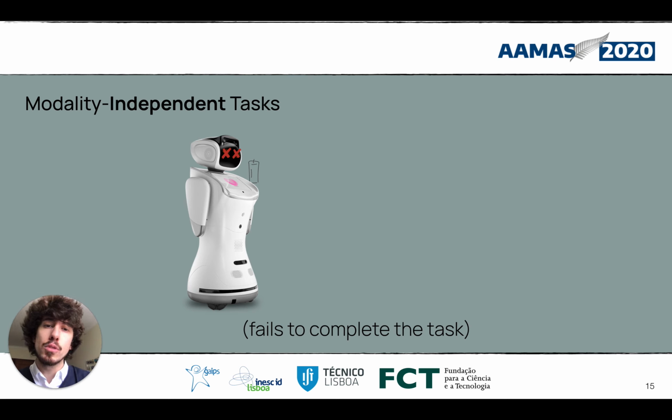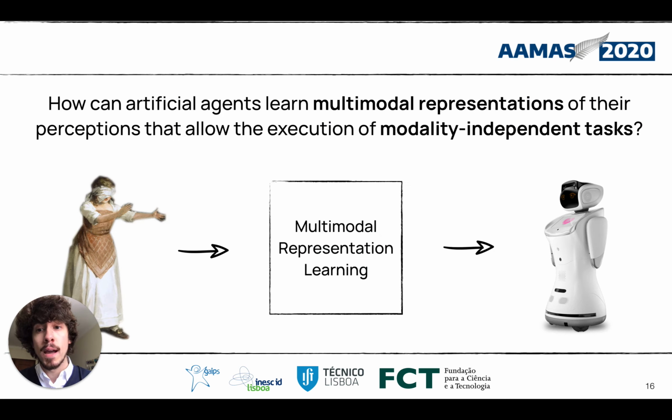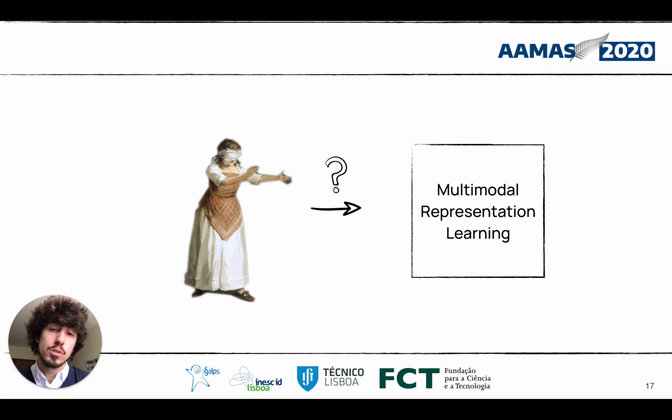This leads us to the research question we try to address with our project, which is, how can artificial agents learn multimodal representations of their environment that allow the execution of modality-independent tasks? So we wish to take the insights from human multimodal representation learning and extend that to artificial agents. But that raises the question of how humans learn these multimodal representations.